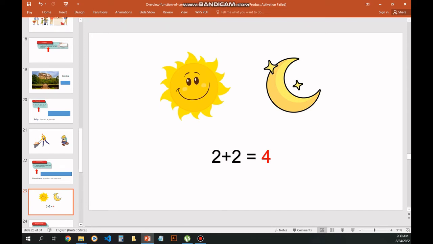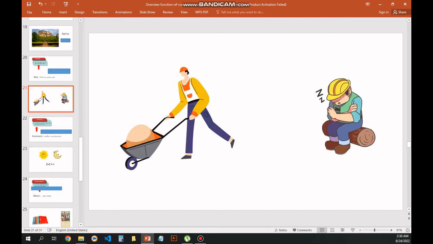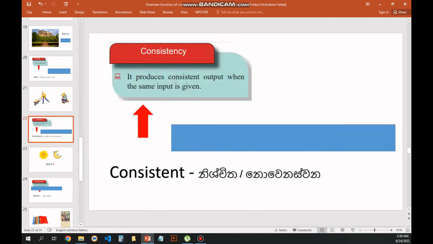If the input data are the same and the process is the same, then the same output will be obtained. But when it comes to humans, what will happen? Even though we ask them to do certain work, sometimes they will feel lazy, they will feel tired. Because of that, we will not get the same output. That's it. I hope it's clear for you all. Consistent means it's not going to change. It produces consistent output when the same input is given.